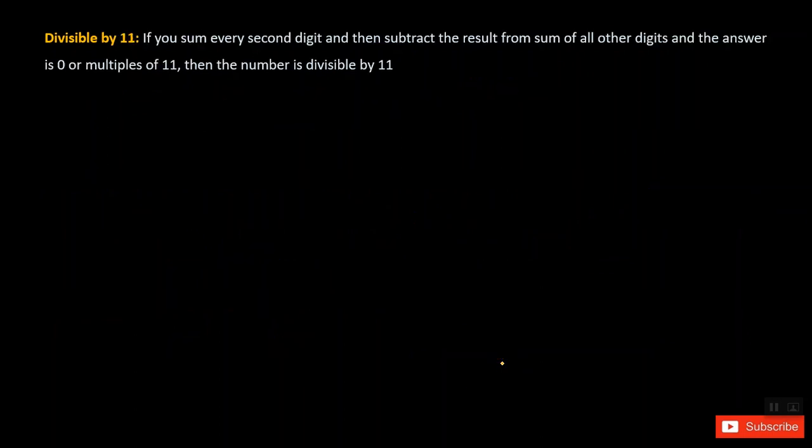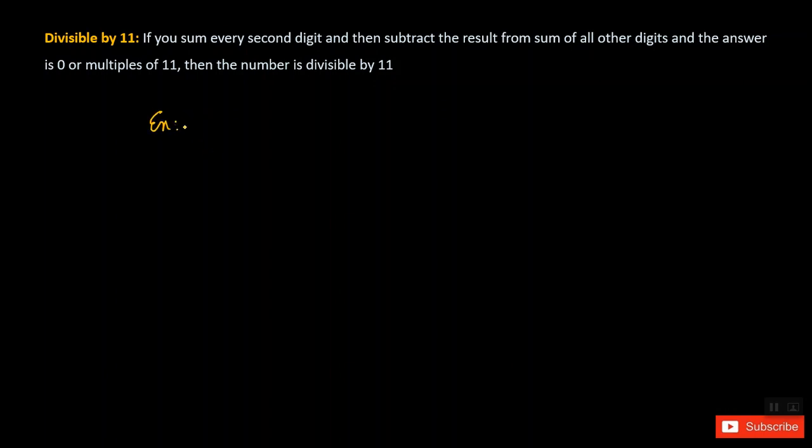Let's check the divisibility rule for 11. To check whether a number is divisible by 11, sum every second digit, then subtract that from the sum of all the other digits. If the answer is 0 or a multiple of 11, then the number is divisible by 11. So what does it mean?